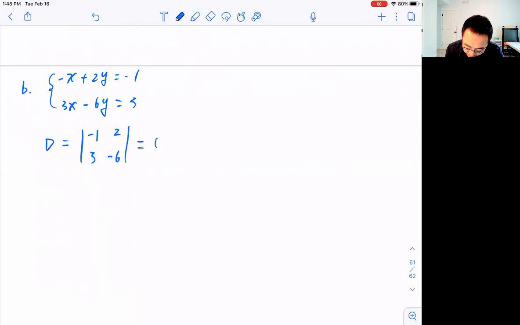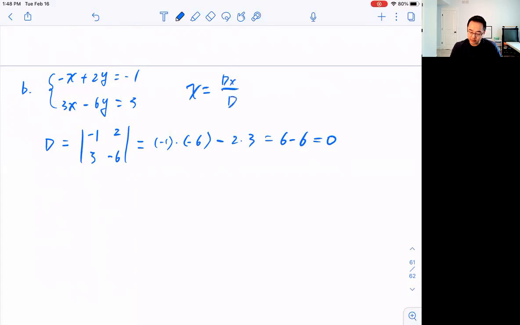And that is negative 1 times negative 6 minus 2 times 3, which is 6 minus 6, and that is 0. Oh, all of a sudden, we have a 0 in the denominator, right? Because x equals dx divided by d, and y is dy divided by d. And we just figured out that d, the denominator in both equations, is 0. So we know that this system is either dependent or inconsistent.